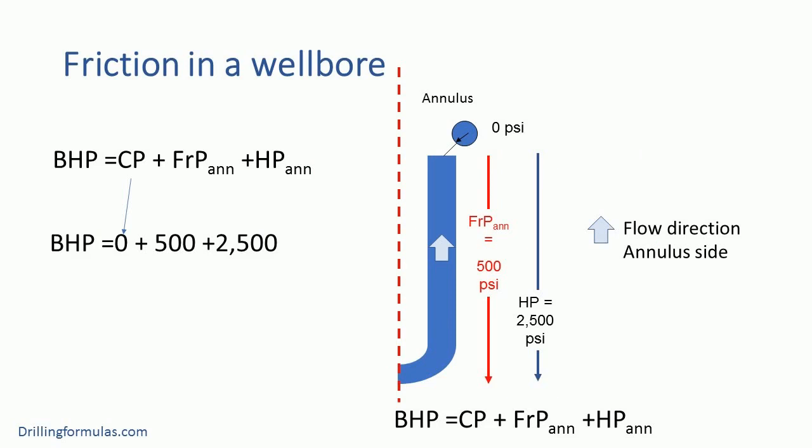Then, let's take a look at the annulus side. Casing pressure equals 0 psi. Friction pressure in the annulus equals 500 psi. Hydrostatic pressure equals 2500 psi. Therefore, bottom hole pressure equals 3000 psi.